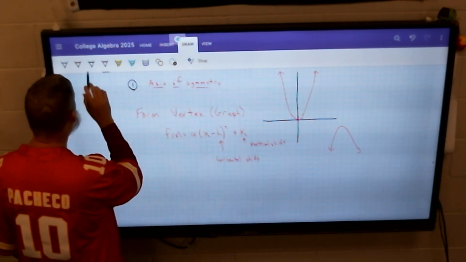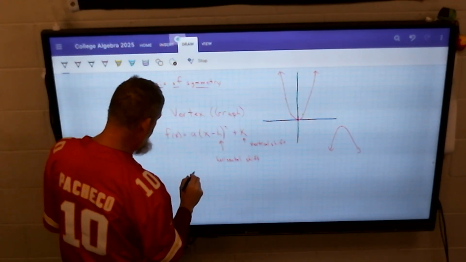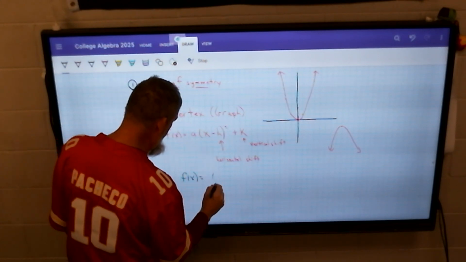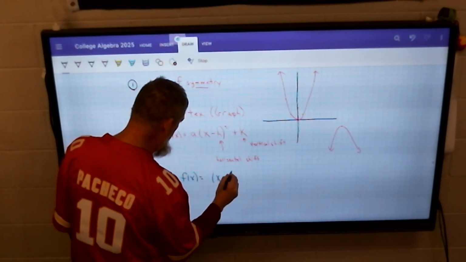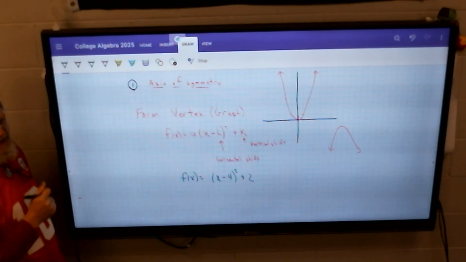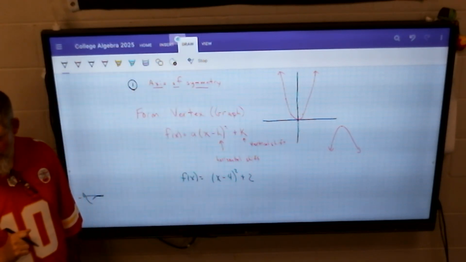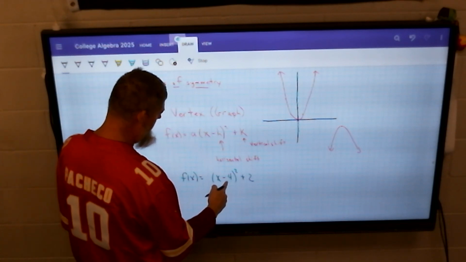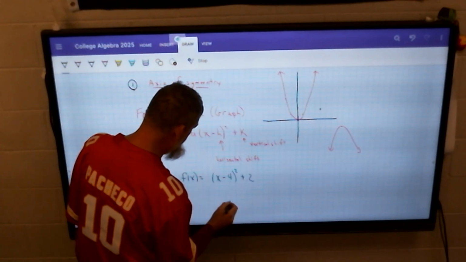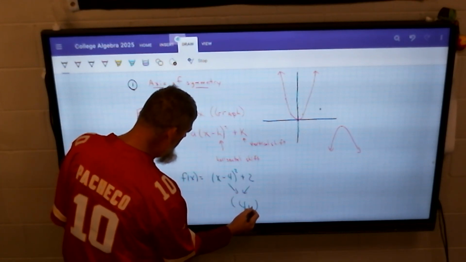So if we put in something like, let's go with a darker blue. Let's say I give you f of x equals, and we'll just pretend the a is not there right now, x minus 4 squared plus 2. It's going to take that parent graph that starts at 0, 0, and move that vertex where? To the right 4, 1, 2, 3, 4, and up 2. And this right here is actually my vertex, 4, 2.